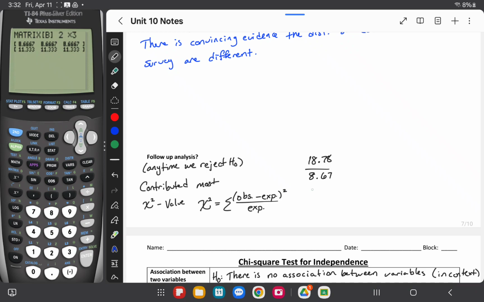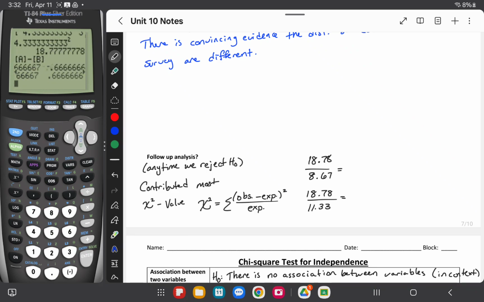And then I need to do the same thing for the row below that. So 18.78 divided by 11.33 for that count. And then I need to do that for each of my others as well. If I go back in here and re-scroll through this matrix, unfortunately I do have to take matrix A minus matrix B again.